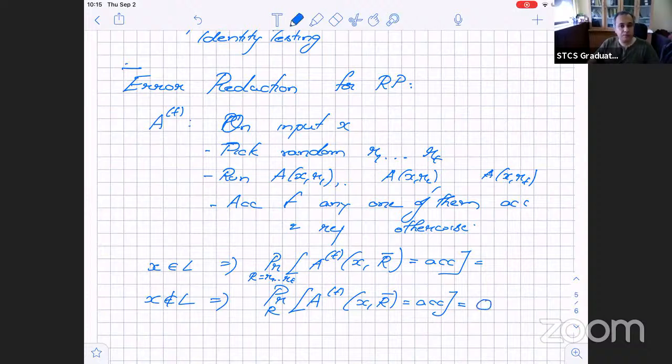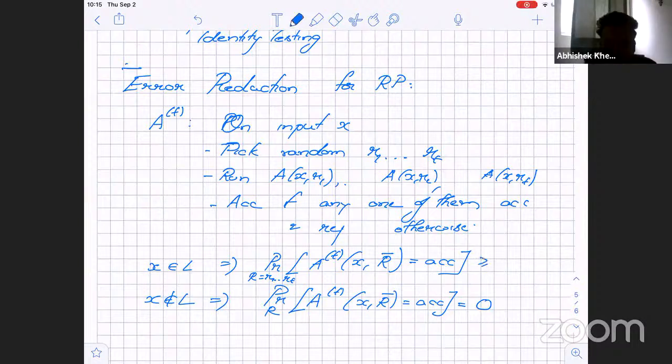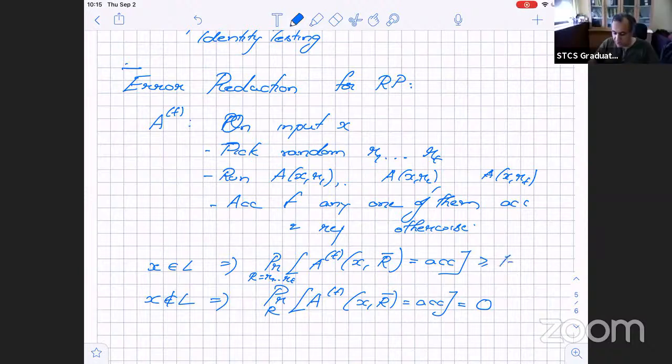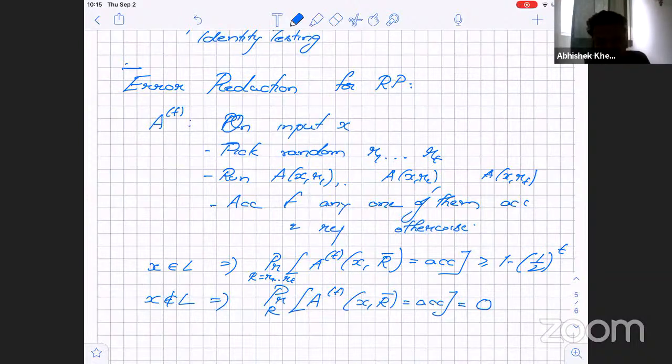What about this one? It's going to be greater than 1 minus half to the t. Therefore, you can get the error down as low as possible. You can make the error, in fact, inverse exponential.